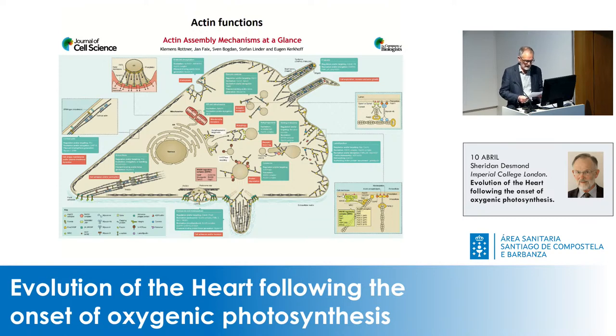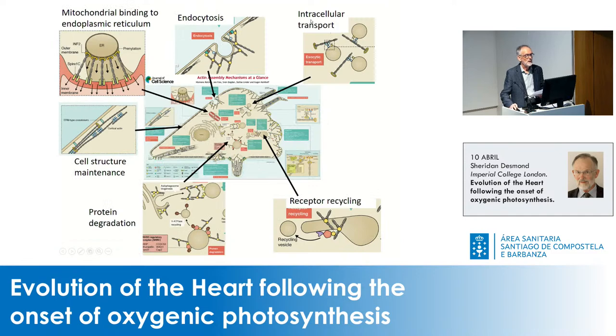Actin performs multiple roles in cells, including that in the heart, which depend on its ability to form polymers, creating strands known as fibrillar actin. Some examples illustrated here include maintaining the structure of cells, binding of endoplasmic reticulum to mitochondria, endocytosis, transport of particles within cells, as shown here. So we have a vesicle attached to a single myosin molecule, which is actively tracking along an actin strand, acting as a transport mechanism of cargo within cells. Receptor recycling and protein degradation. Actin is involved in all of these processes.